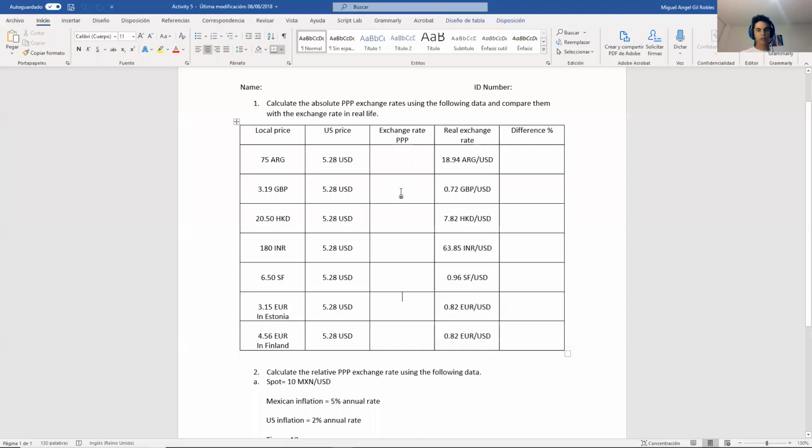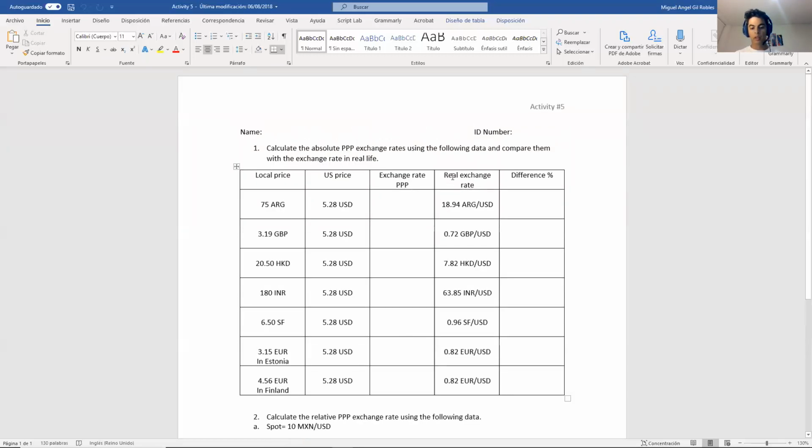And then I will also explain activity 5, which is what you have to do during the class. And activity 5 is also very easy to complete. I think that you will have enough time to do the activity and also the homework, so you don't have to worry about the homework. So the first thing that I am asking you is related to absolute PPP. So remember that formula? You have the local price and then the foreign price. I wrote US price, but in practice, this is foreign, right? Local and foreign.